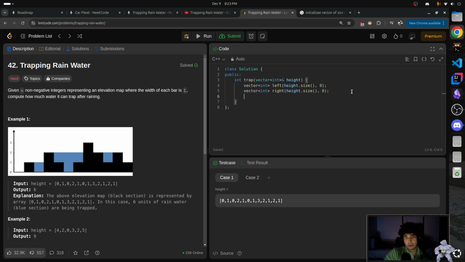yeah, so then I would do int 8. No, I want to do size_t I. Oh, it's I1 height.